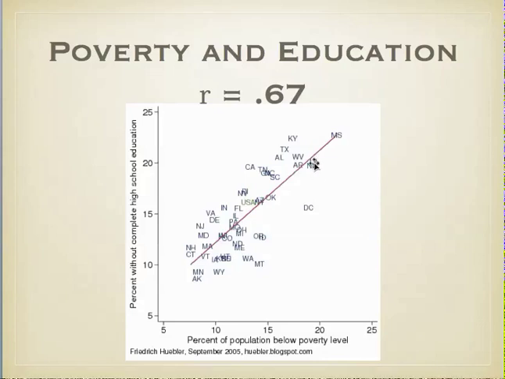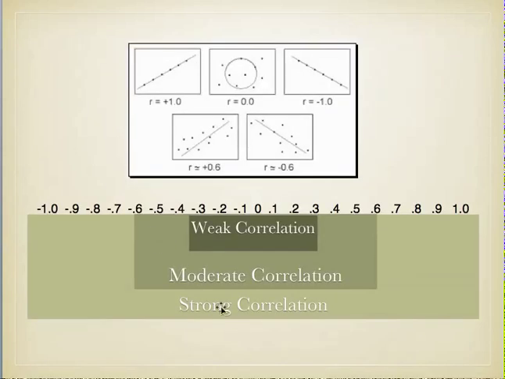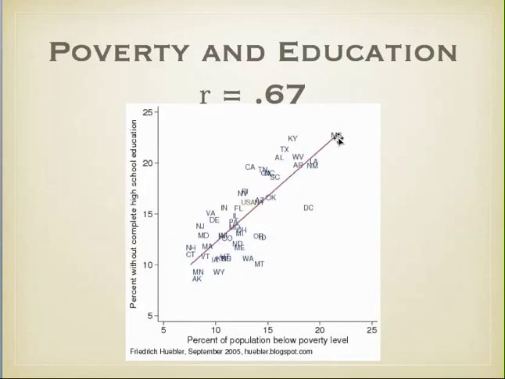Same with Louisiana, New Mexico, Arkansas, West Virginia, Kentucky. Now on this side, Minnesota, Connecticut, New Hampshire: low incidence of poverty, low incidence of people without a high school education. We said from earlier that's a moderate correlation or a strong correlation, anything at 0.6 and above. So we would say that this particular correlation is strong. So we know that not having a high school education is highly correlated with poverty.